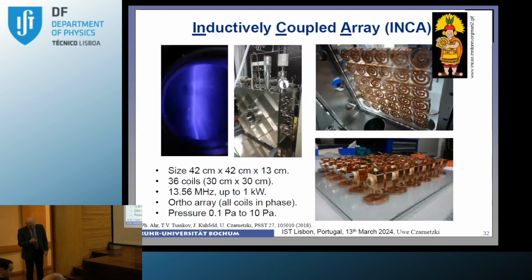That's what we built. So basically, it's a compromise between me and our technician. My calculations were for an infinite array, and our technician was of the opinion one coil is enough, and that is the compromise here. And you see where the name Inca comes from: an inductively coupled array, so there's the Inca. So the thing has a size of roughly 40 times 40 times 13 centimeters, 36 coils, and pressure we typically operated in between 0.1 and 10 Pascal. So this is the setup.